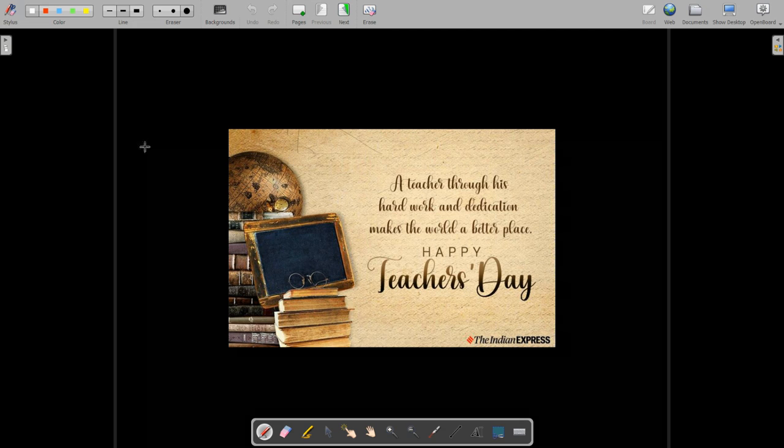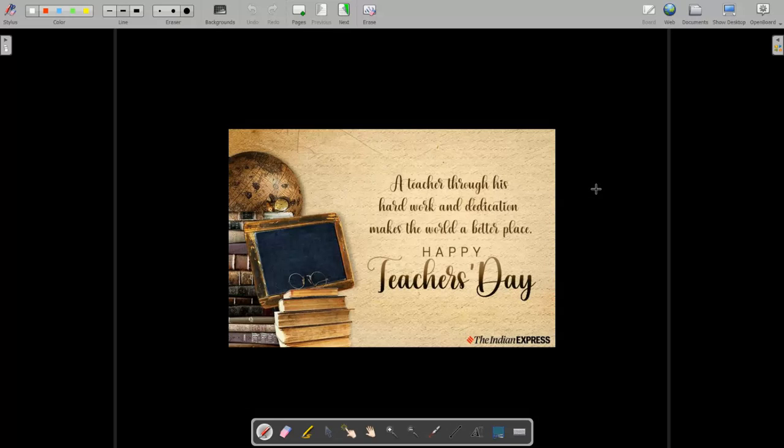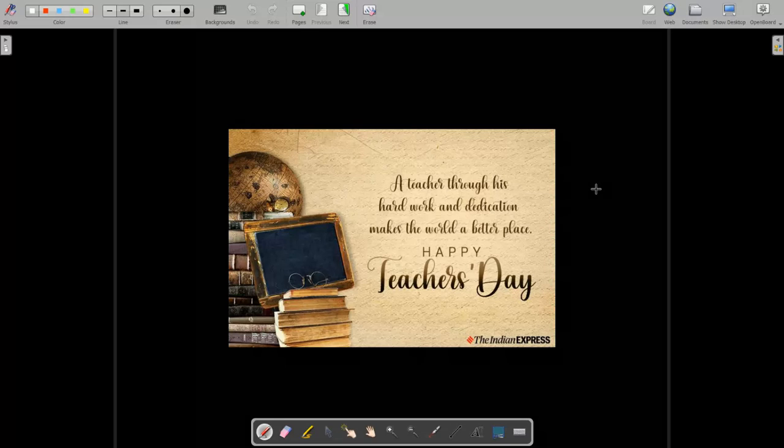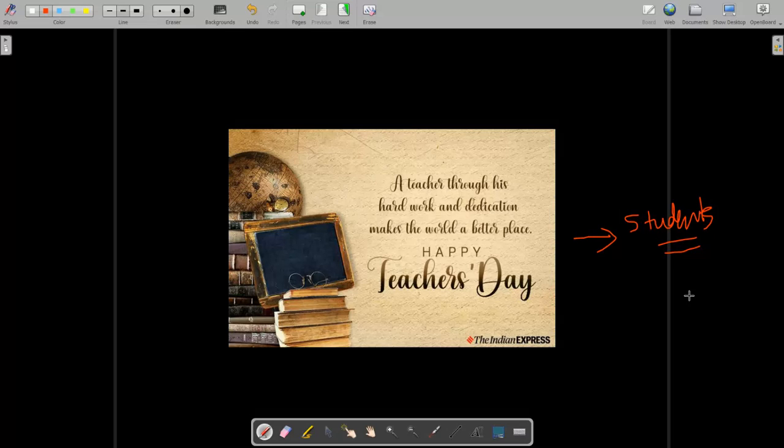Okay, and here is one quote from Indian Express for you: a teacher, through his hard work and dedication, makes the world a better place. I also want to add one line here: not only teachers' hard work and dedication, but students' hard work and dedication is also required. Otherwise, nothing will change.